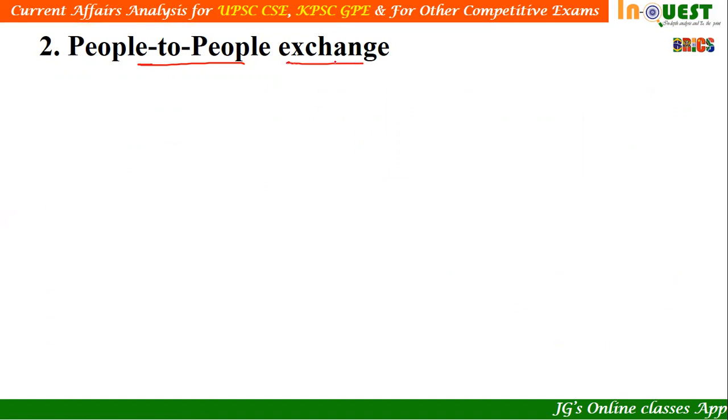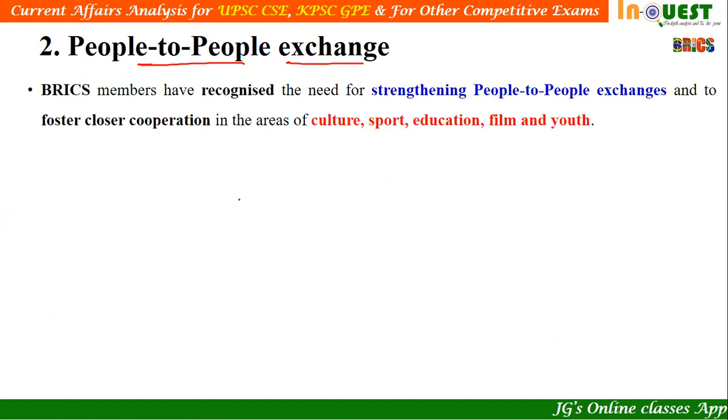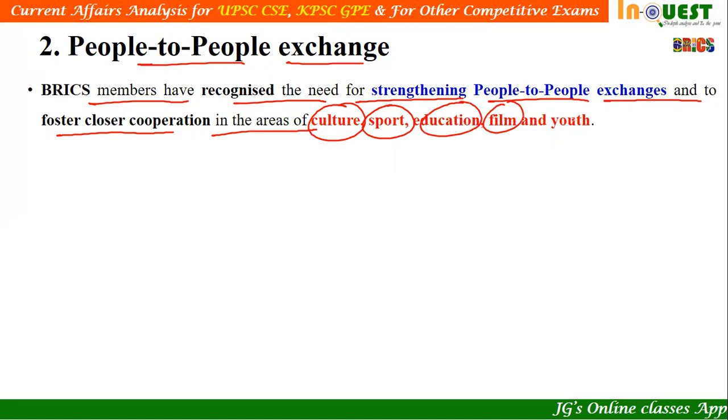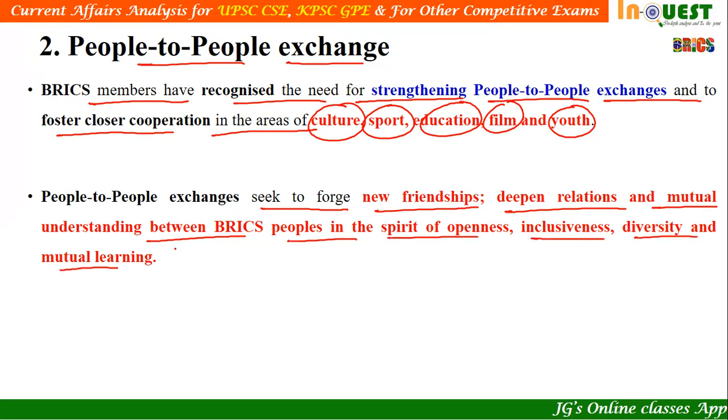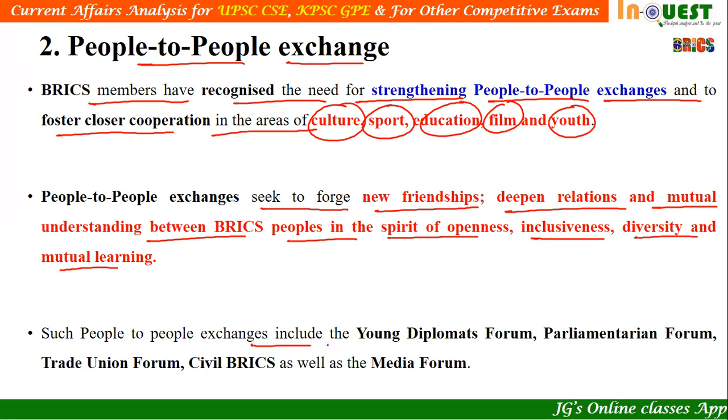The second main focus area of BRICS is people-to-people exchange. Now, what is people-to-people exchange? BRICS members have recognized the need for strengthening people-to-people exchanges and to foster closer cooperation in the areas of culture, sports, education, film, and youth. And people-to-people exchanges seeks to forge new friendship, deepen relations, and mutual understanding between BRICS people in the spirit of openness, inclusiveness, diversity, and mutual learning. Such people-to-people exchanges include Young Diplomats Forum, Parliamentarian Forum, Trade Union Forum, Civil BRICS, as well as Media Forum.